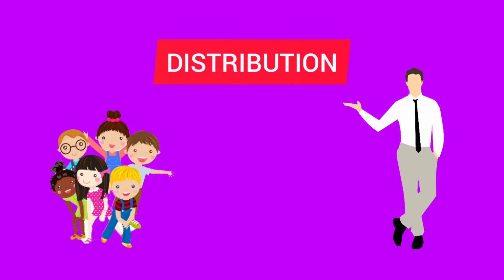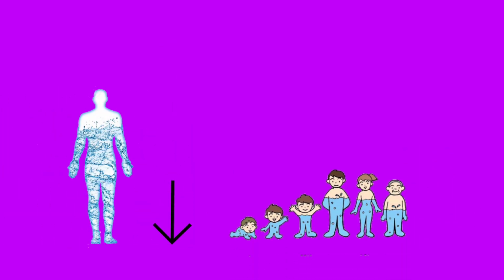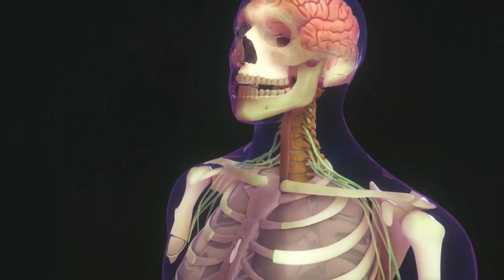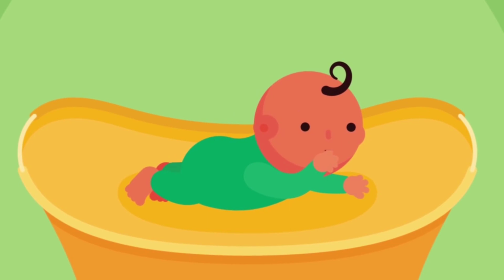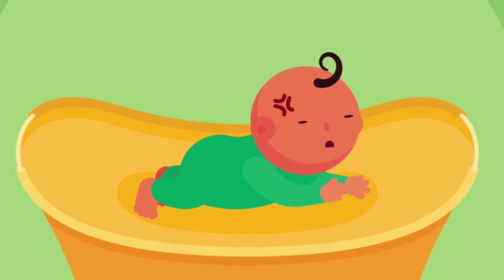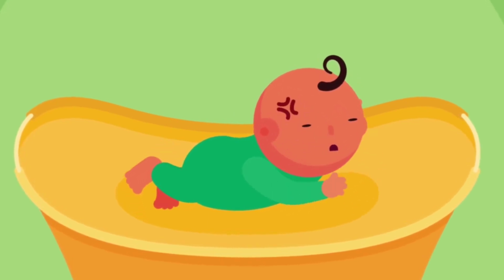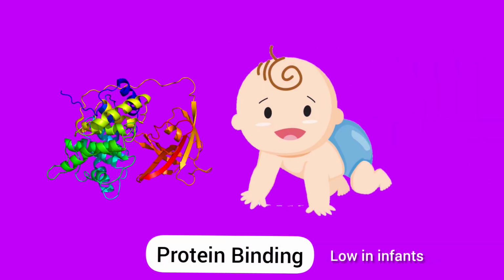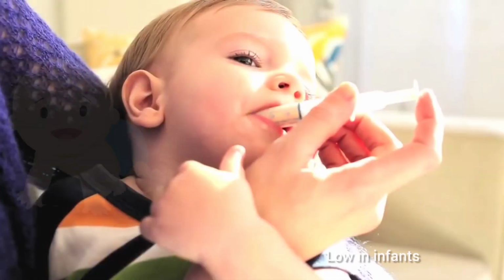Coming to distribution, the total body water content decreases with increase in age. Hence, a large volume of distribution is observed, resulting in less dose sufficiency for children. The fat store increases with increasing age. The plasma protein binding is observed to be very low in infants.